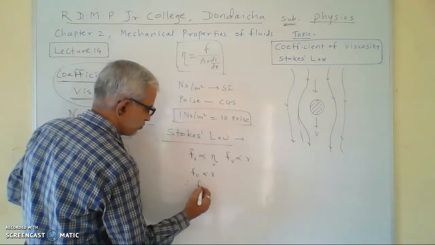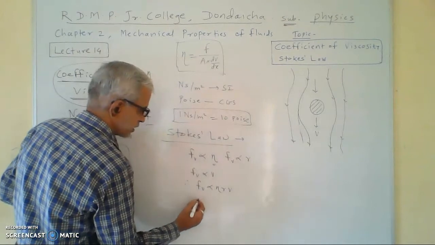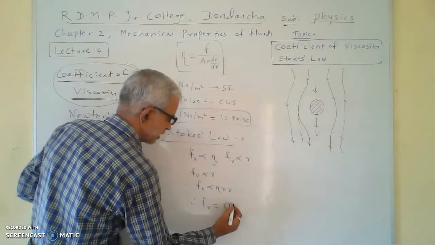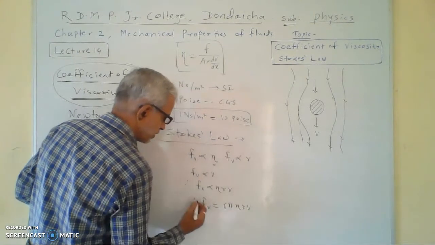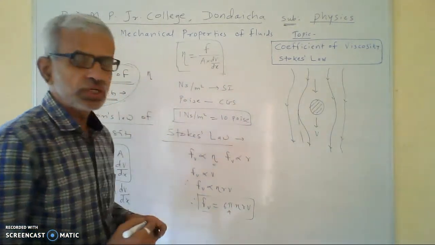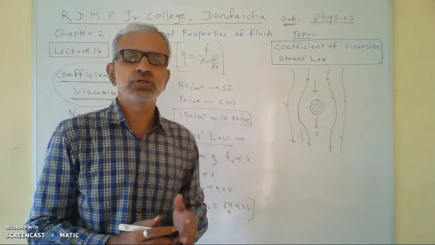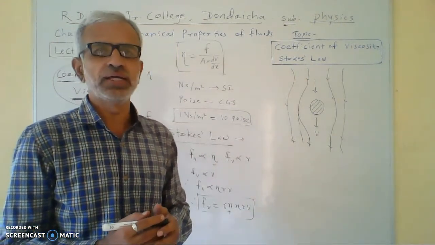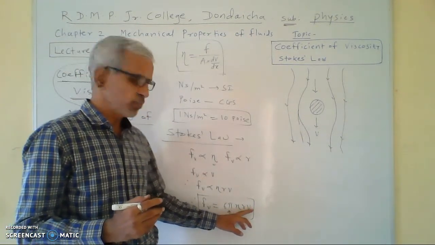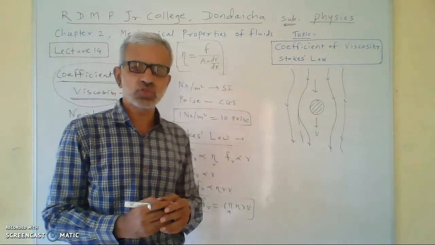Therefore, Fv is proportional to eta r into v, and you can write Fv is equal to 6 pi eta r into v, where this 6 pi is a constant of proportionality. It is an empirical constant. Its value is calculated and it is equal to 6 pi. So Fv is equal to 6 pi eta r v, and this is the viscous force according to the Stokes law.